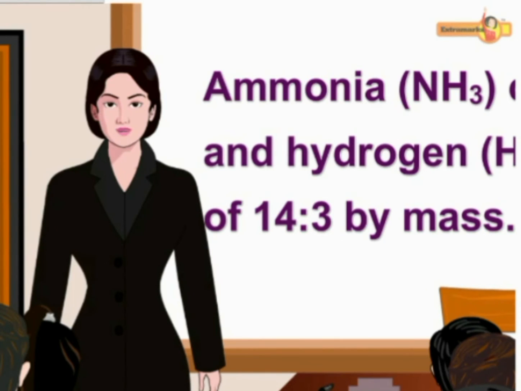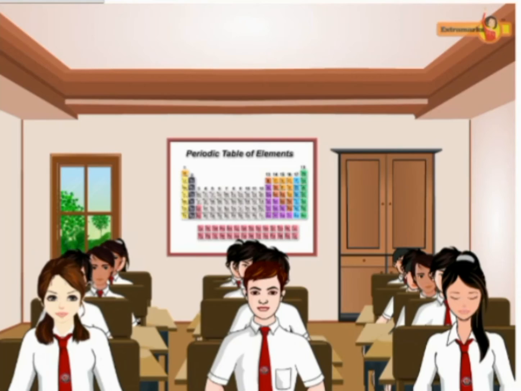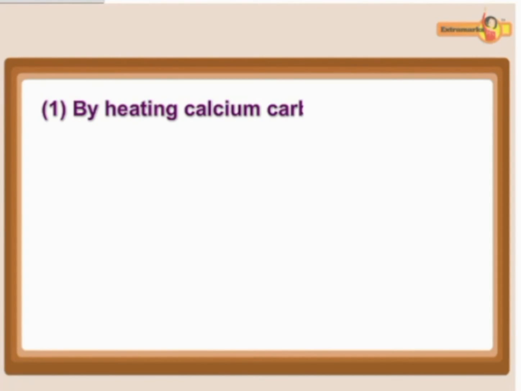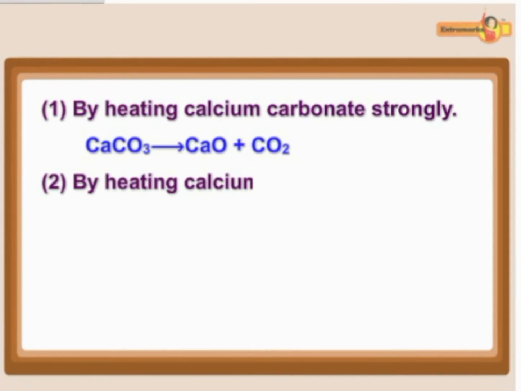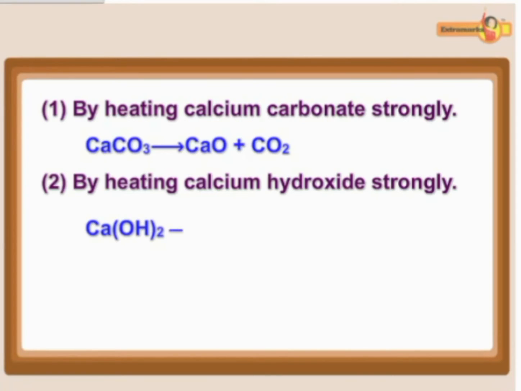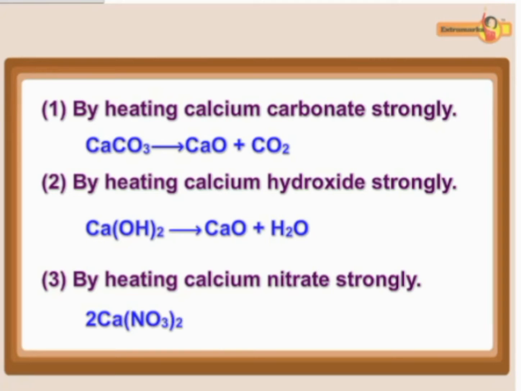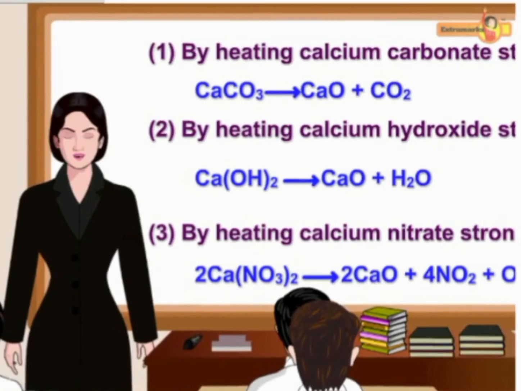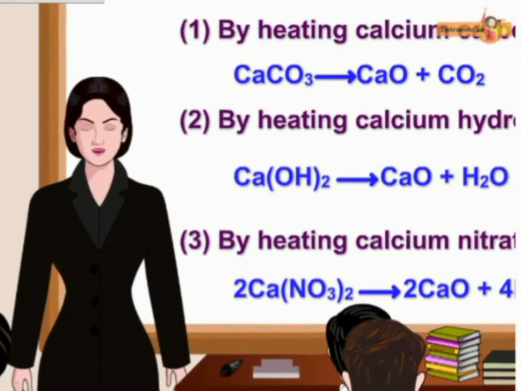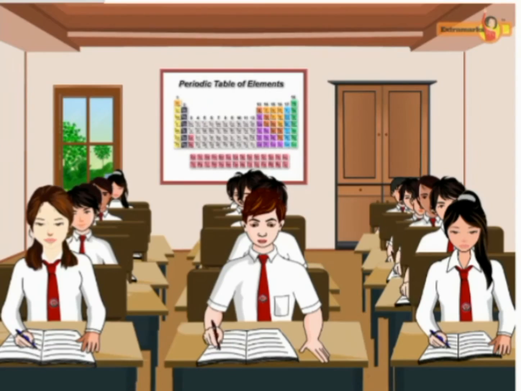A particular compound can be prepared by various independent methods. For example, compound calcium oxide can be prepared by the following 3 methods. By heating calcium carbonate strongly, by heating calcium hydroxide strongly, by heating calcium nitrate strongly. Now find out the ratio of calcium and oxygen in calcium oxide.